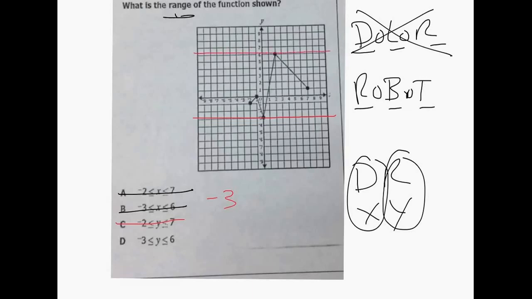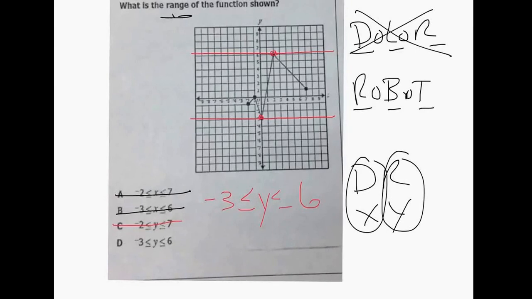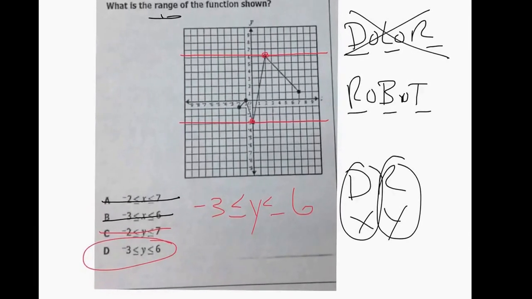The top of the graph is at 6. y goes in the middle. We always start with less thans. Black dot if it touches. So D is the correct answer.